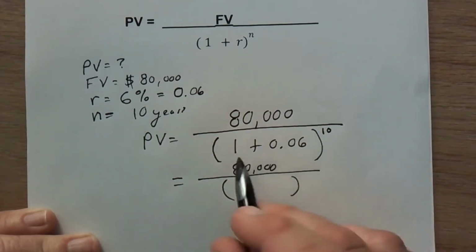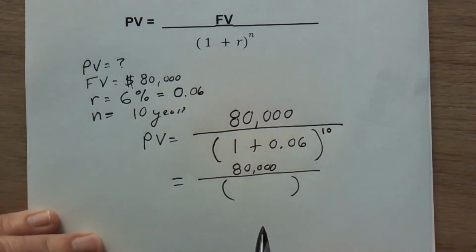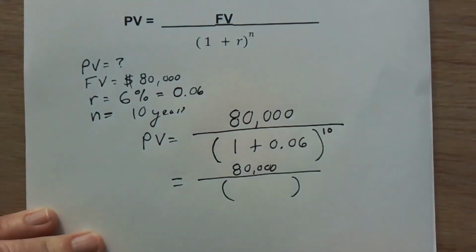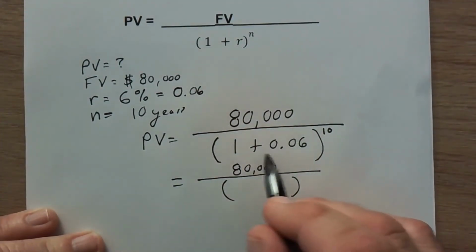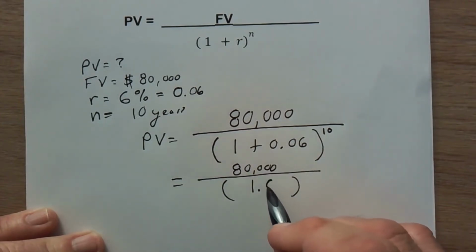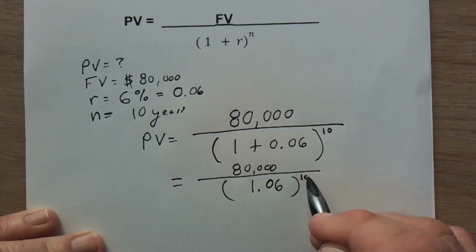We always do what's inside the parentheses first according to PEMDAS, or please excuse my dear Aunt Sally, which is the order of operations. If you forgot your order of operations, I've linked a video up here to show you how to do the order of operations. So I'm adding 1 plus 0.06, so I wind up with 1.06, and we're still raising that to the 10th power.